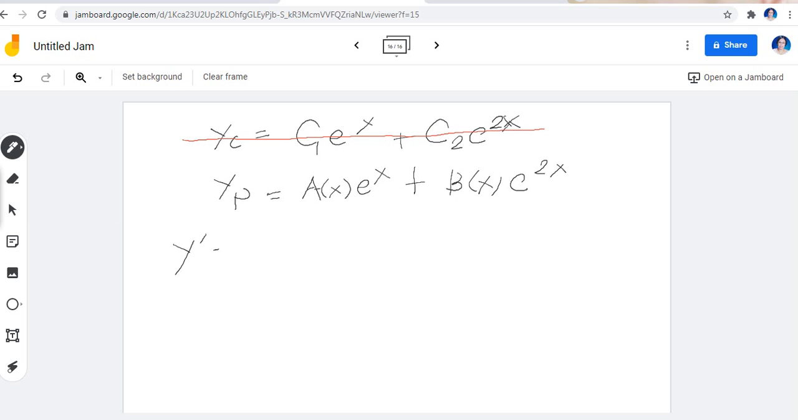So if I get the derivative of the above equation, that would be a prime e raised to x plus a e raised to x. For the second part, we'll have b prime e raised to 2x plus 2b e raised to 2x. So what I'm doing here is I'm using product rule. Now I have the second term multiplied to the derivative of the first.